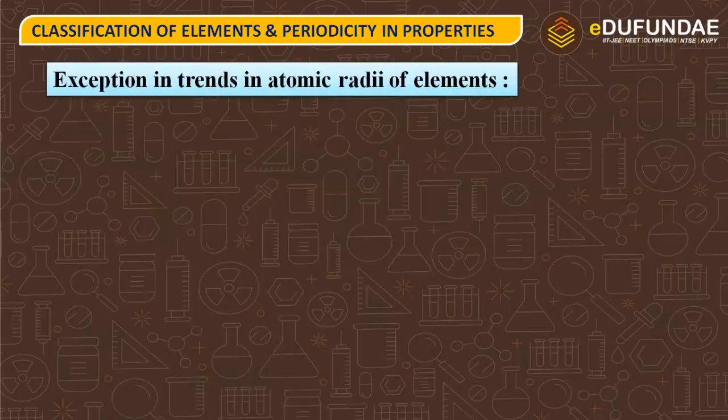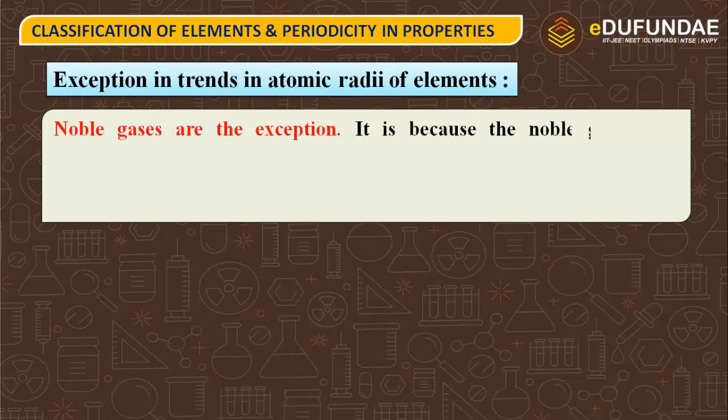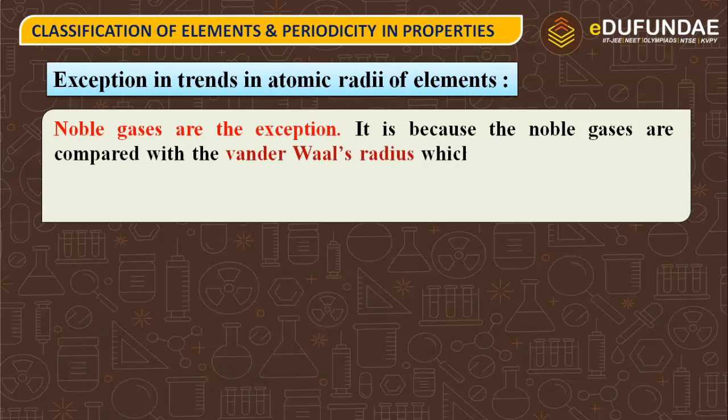Next is the exception in trends in atomic radii of elements. Let us see the exceptions. Noble gases are the exceptions. It is because the noble gases are compared with the van der Waals radius, which is always greater than the covalent radius. We have already discussed that जो van der Waals radius है, that is non-bonding radius. And it is a cloud, or we can say it is just an attraction.